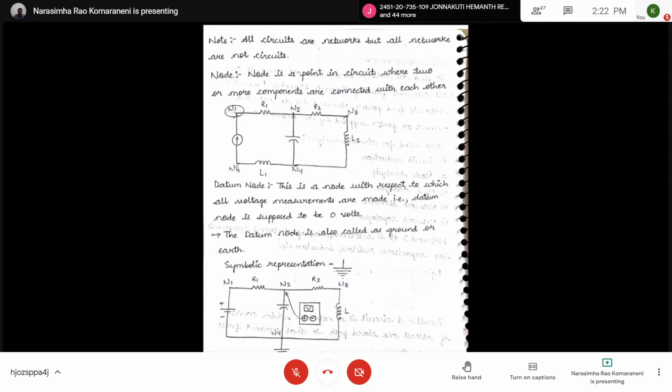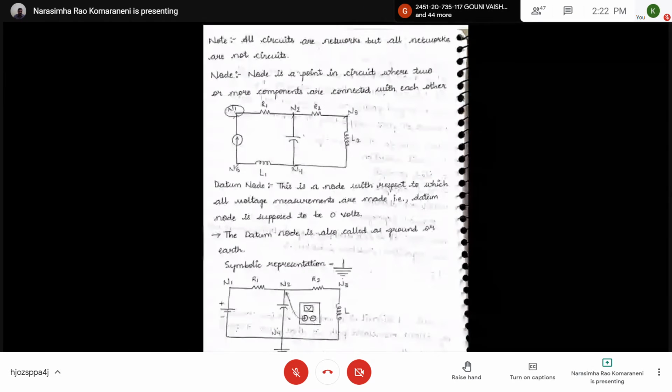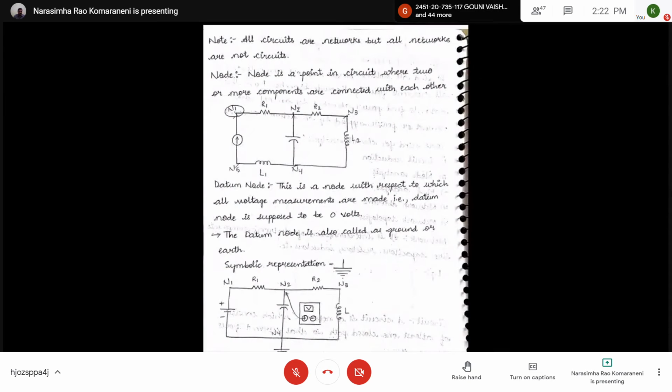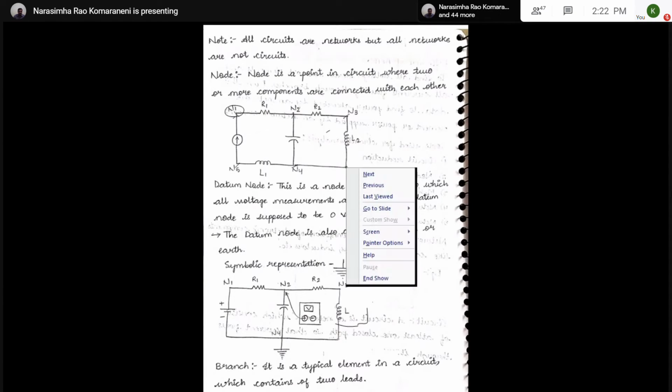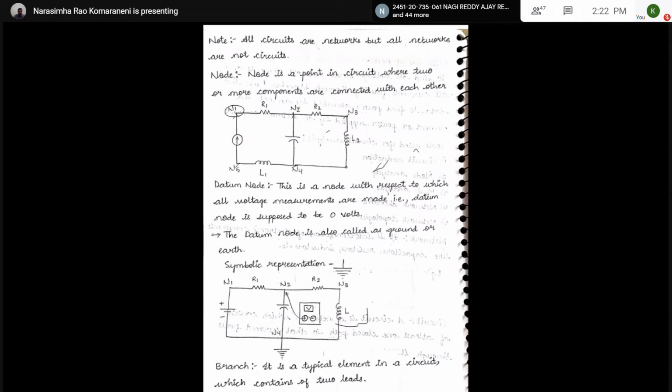So these points are called node points. A node is a point in a circuit where two or more components are connected, and they can contain any number of components. If they join at one point, that point is the node point. Now, can anybody answer this? Can we treat this as a node? No. Why? What is the reason? Why can't we treat this as a node?